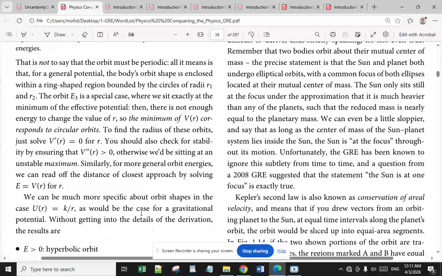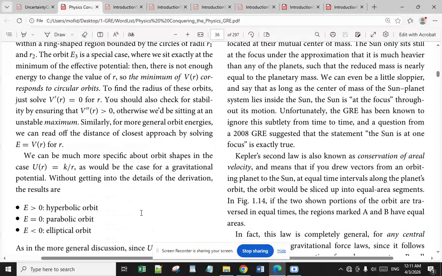Unfortunately, the GRE has been known to ignore this subtlety from time to time, and a question from a 2008 exam suggested that the statement "the Sun is at one focus" is exactly true.